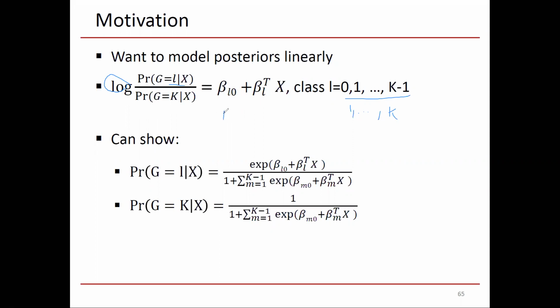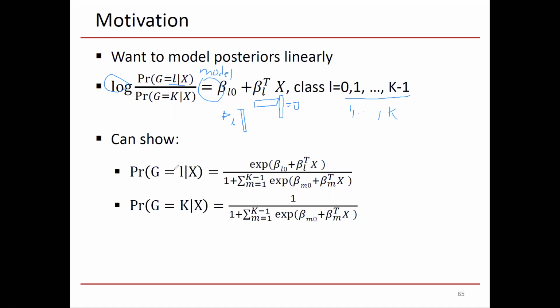Beta L is a column vector, therefore beta L transpose is a row vector, multiplied by X, a column vector, gives us a scalar. This scalar plus the DC offset beta L0, sum of two scalars is a scalar, so the log likelihood is a scalar. And again, this is not an equal sign, this is a modeling assumption. All right, this is going to be our model.